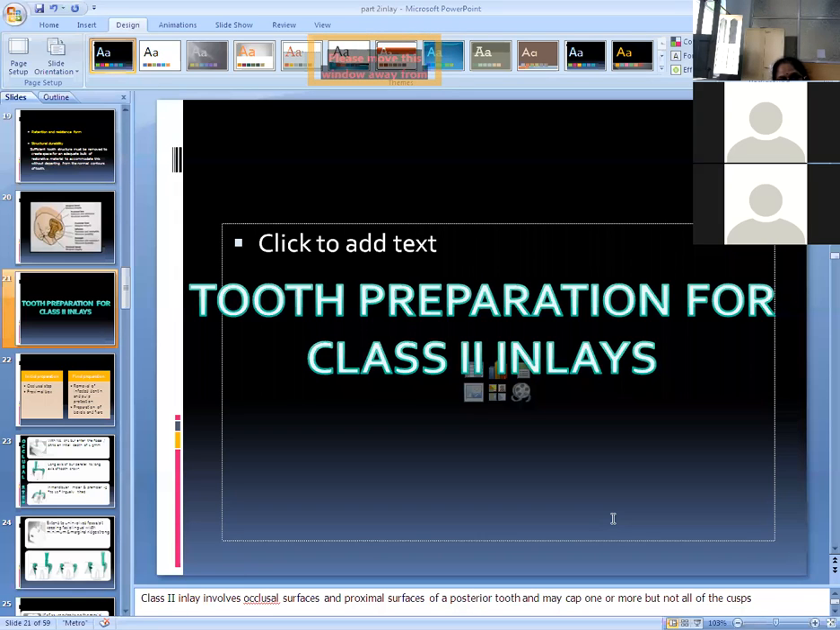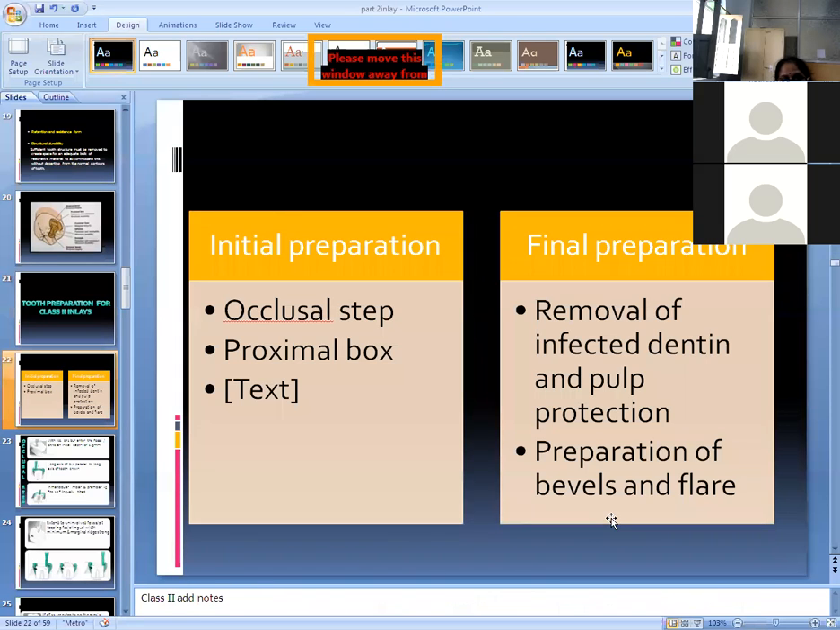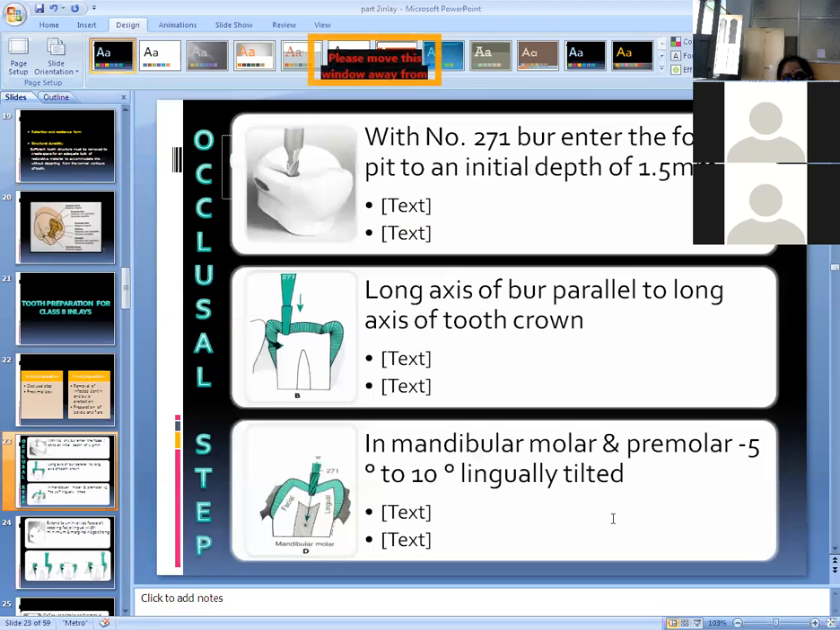I'm just showing you the pictures of this class 2 inlay preparation. Just go through this, the tooth preparation for the class 2 inlay. In this you have to do the initial preparation and the final preparation. You have done your inlay cavity preparation in the pre-clinics also, so you have an idea. So in this initial preparation, what are you doing? You are preparing the occlusal box, you are preparing the proximal box, and in the final preparation, you are removing the infected dentin, the carious portion. You are giving the bevel and flares.